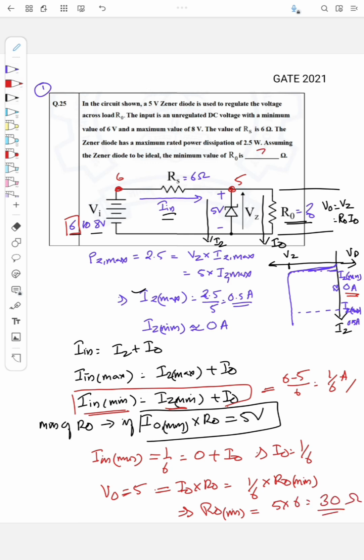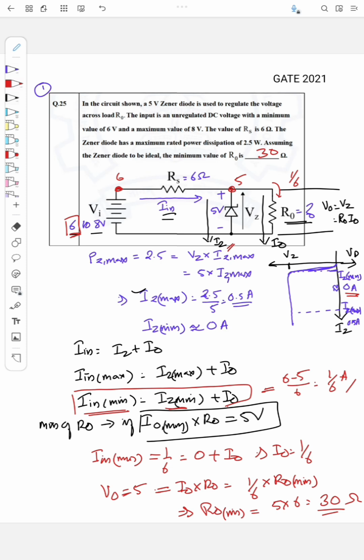Right, so the answer is 30. If I set R naught to be 30, even if Vi is 6, the current Iz will automatically adjust to 0, and a current of 1 by 6 will flow, and 1 by 6 into 30 will be equal to 5.